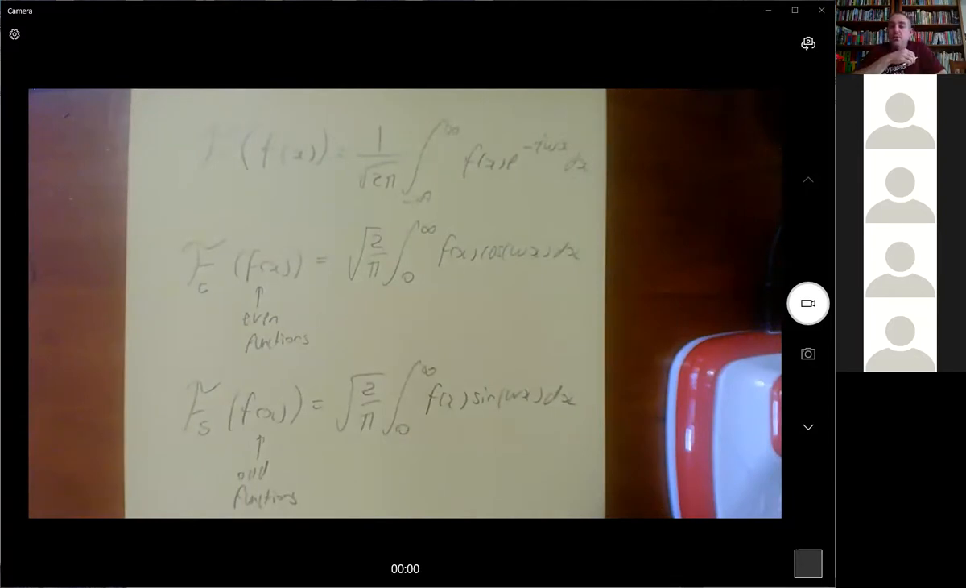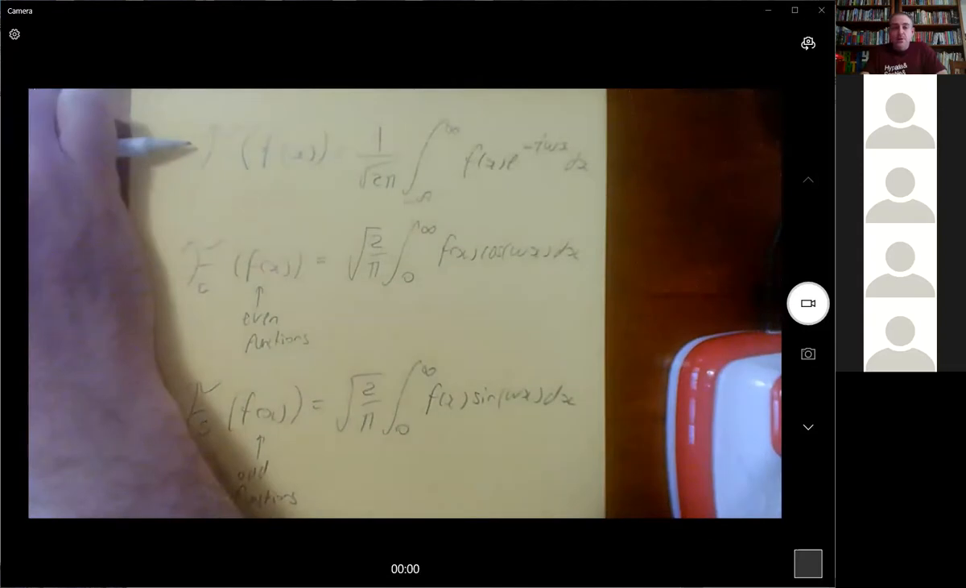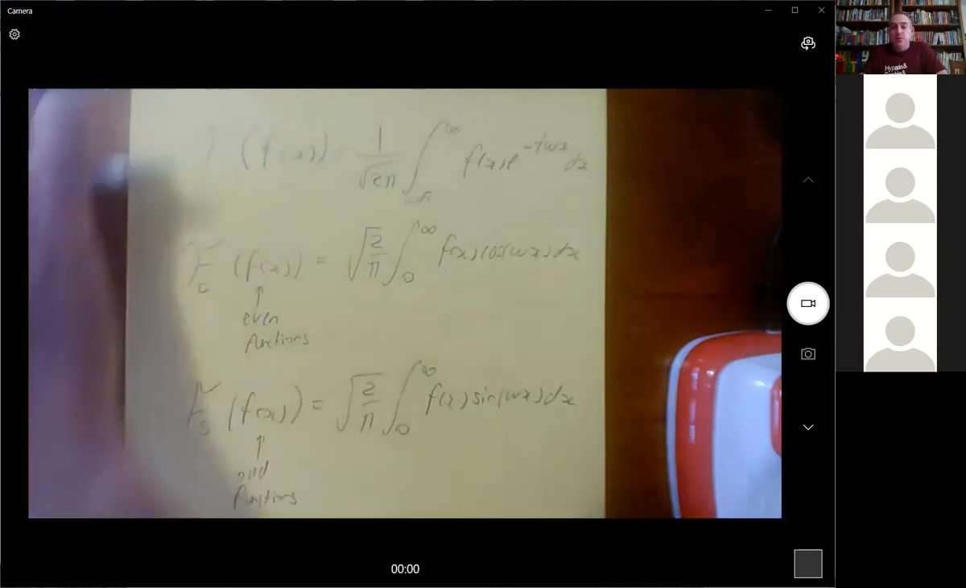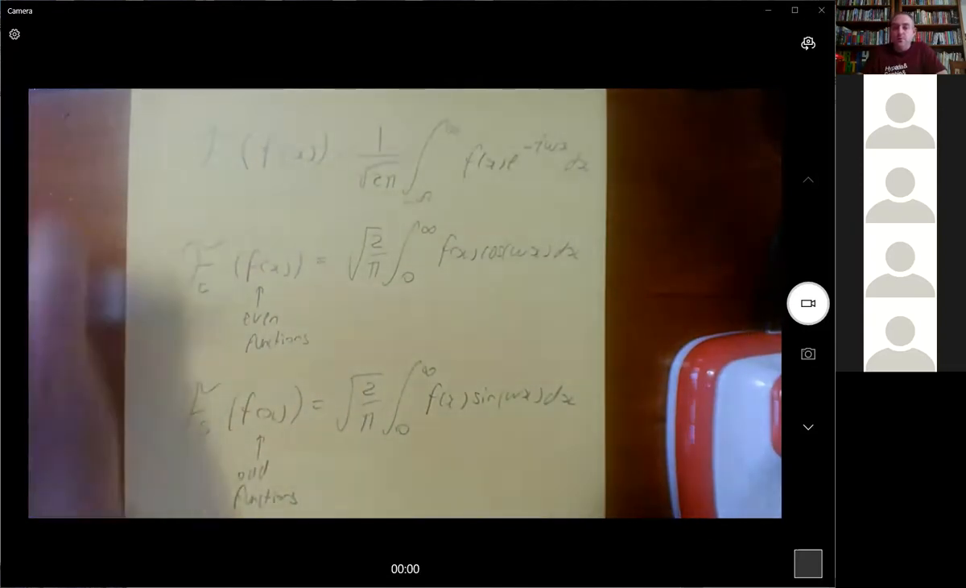So if it just says the Fourier transform, it means this one. If it says the Fourier sine transform or cosine transform, it will be one of these two. Not 100% sure how these are related. I'm pretty sure that if your function is even, then the bit involving sine will disappear, because the integral of an odd function from minus somewhere to plus somewhere is 0.